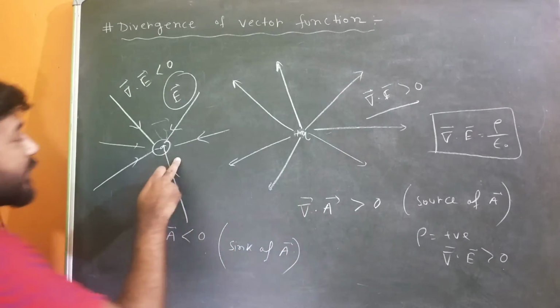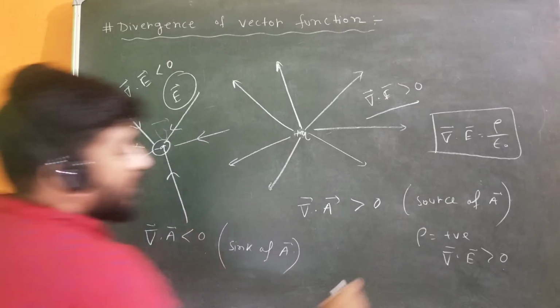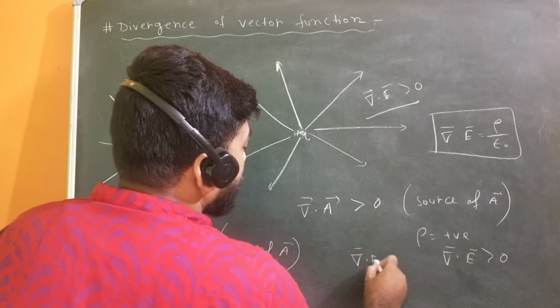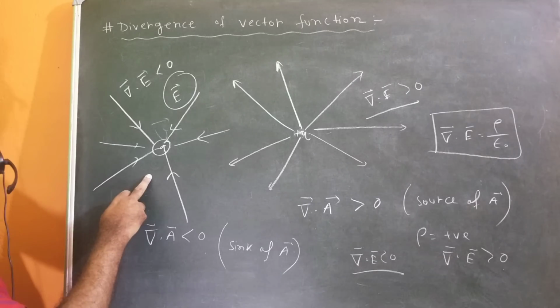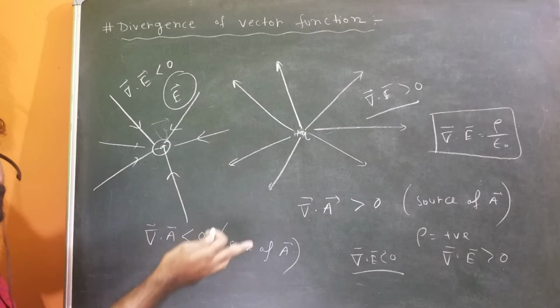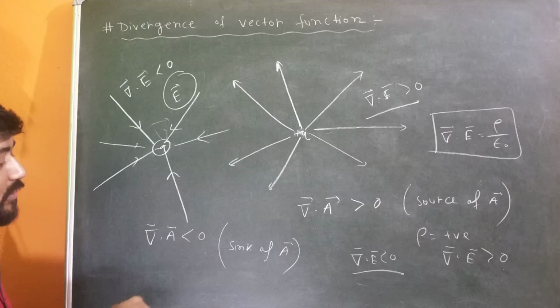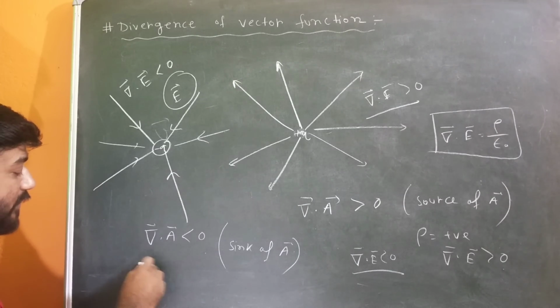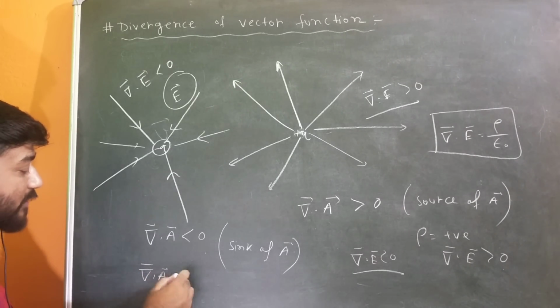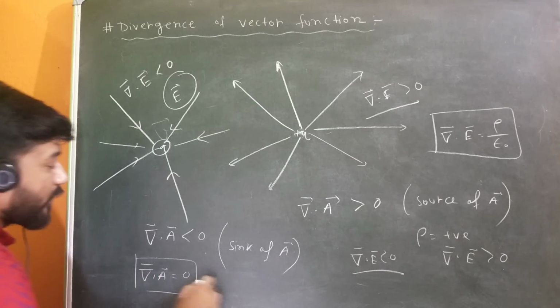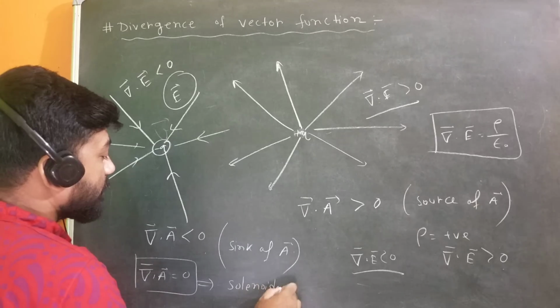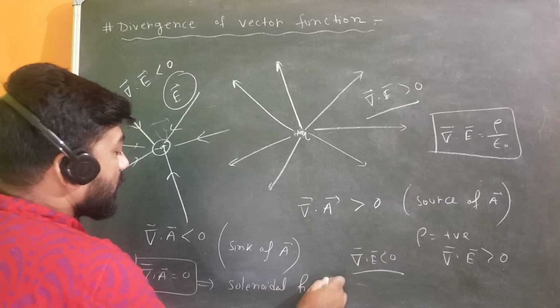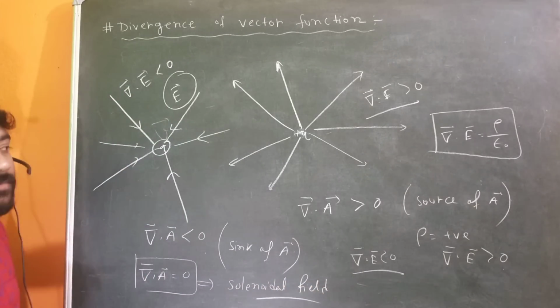And when this rho is negative, then obviously divergence E is less than 0. Okay, and if there is no source, then obviously the divergence is zero. So sometimes you will get that divergence A is equal to 0 also, and in that case this A is called a solenoidal field. Okay, solenoidal field.